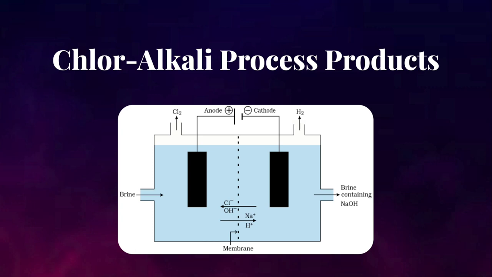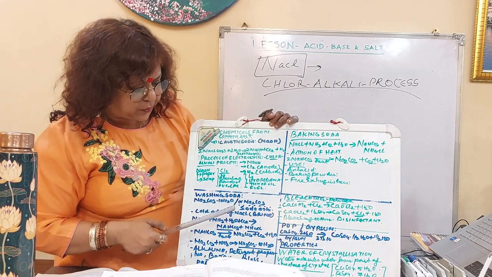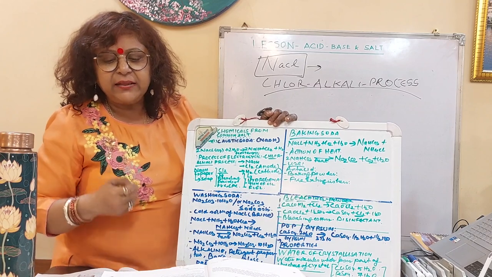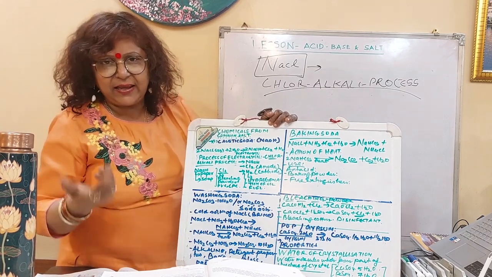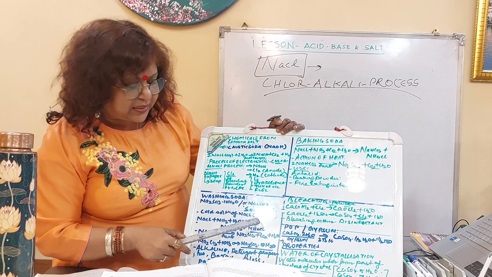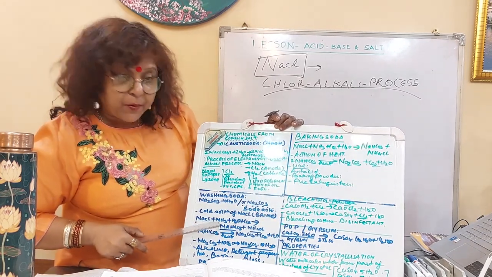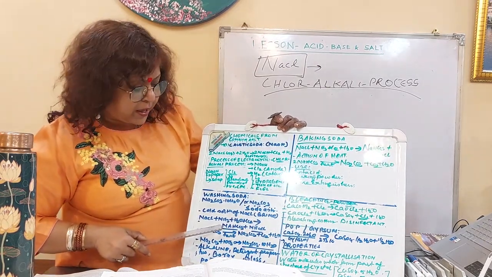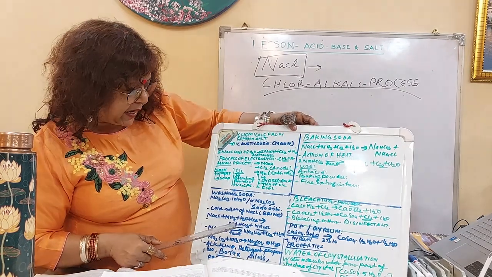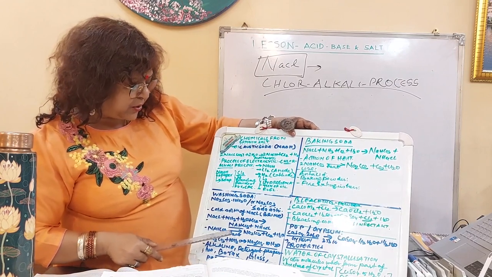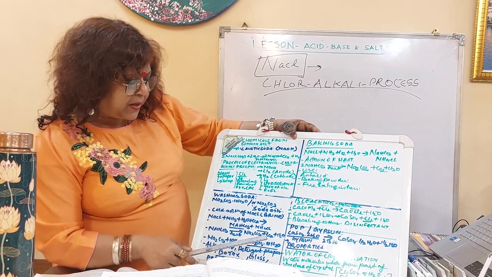Now, the next reaction we will see is about washing soda. Washing soda is another very important substance which we use in our everyday life, okay? It is obtained from sodium chloride. How? A cold solution of NaCl, that is brine, an aqueous solution of NaCl, has ammonia passed through it. NaCl plus NH3 plus H2O plus CO2 gives rise to NaHCO3 plus NH4Cl.